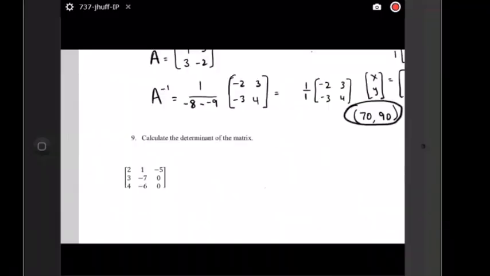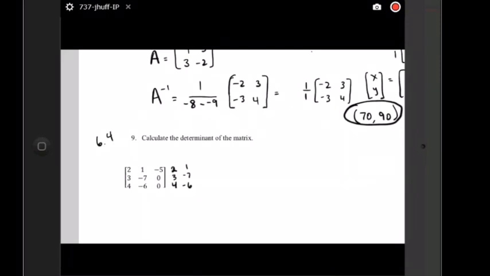Question 9 and number 10, for that matter, they both come from section 6.4. 6.4, calculate the determinant of the matrix. If you have watched the video, I showed you 2 different ways to find the determinant of a 3 by 3 matrix, and you can do either one, either method. I'm going to do the method where you take these first two columns and repeat them onto the right side here. So 2, 3, 4, and 1, -7, -6.